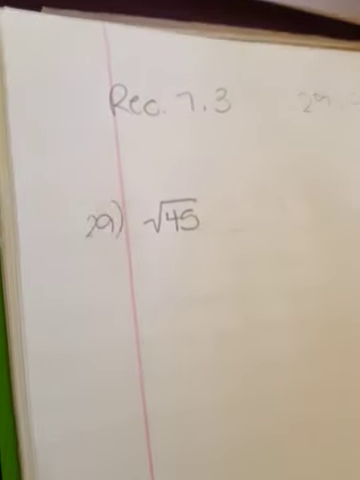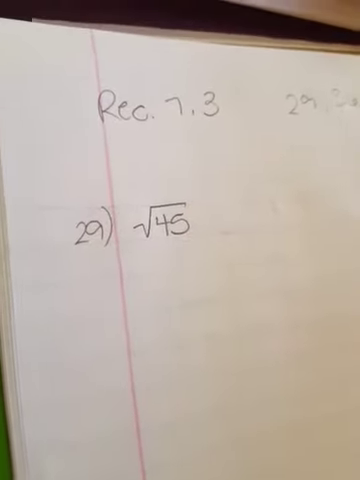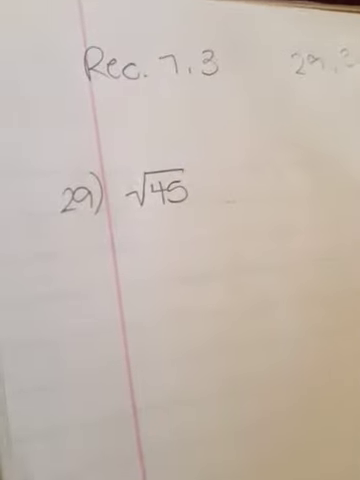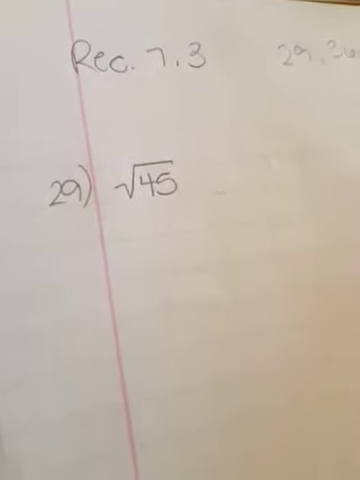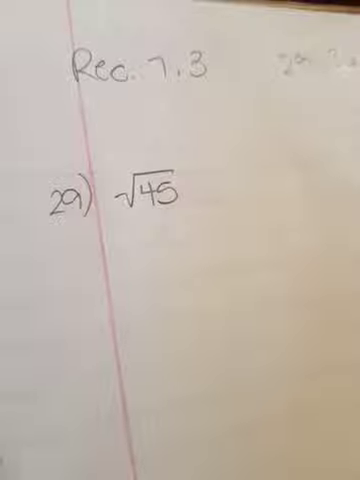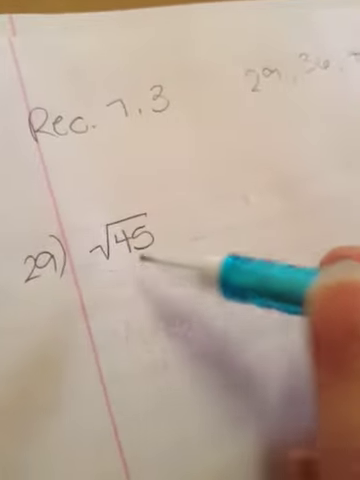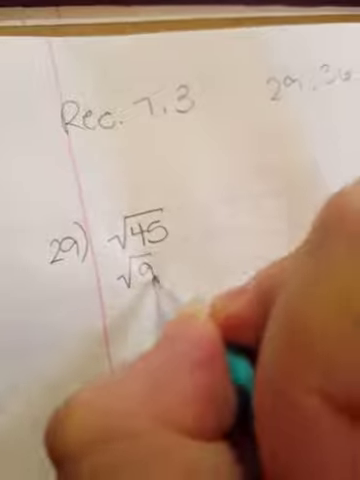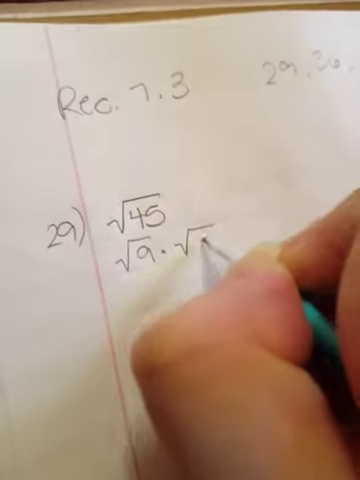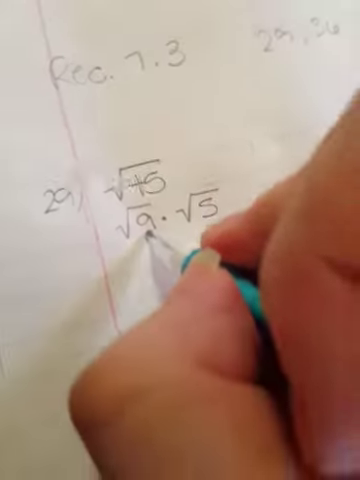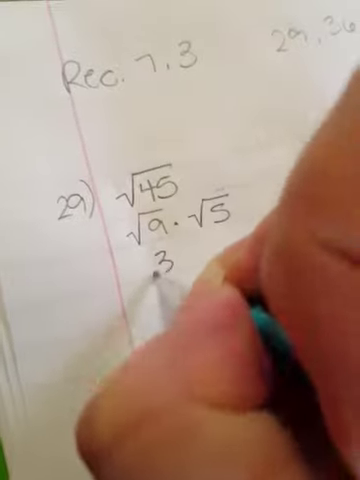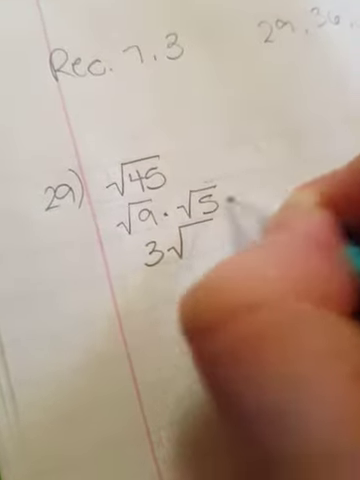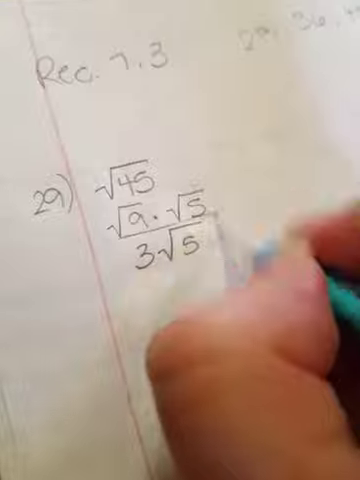Hi, this is recording 7.3, number 29. All we need to do is simplify. So the square root of 45, something that can go in there that is a perfect square would be 9 times 5. So the square root of 9 times the square root of 5. Well, the square root of 9 is 3. And then there is no square root for 5, so the square root of 5. So this is our answer.